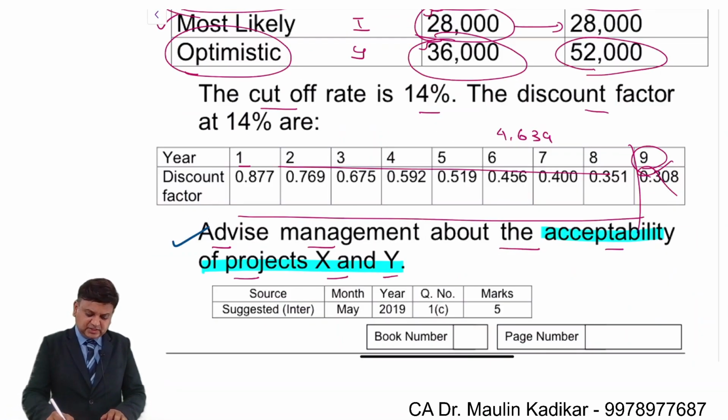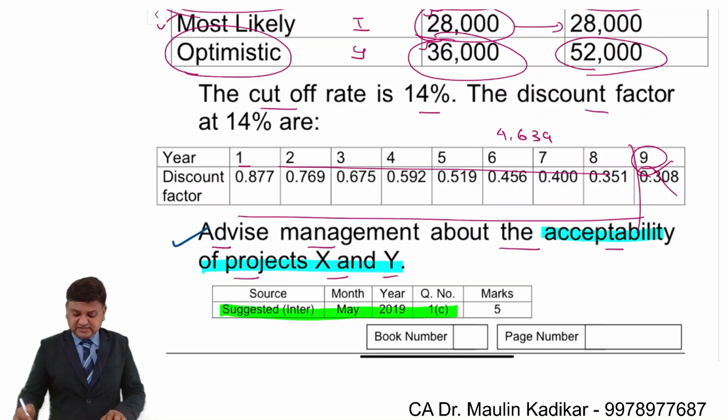Dear students, this is a question which was asked by the Institute in the examination in May 19, question number 1C, and it was of 5 marks. Question number 1C means it was a compulsory question.